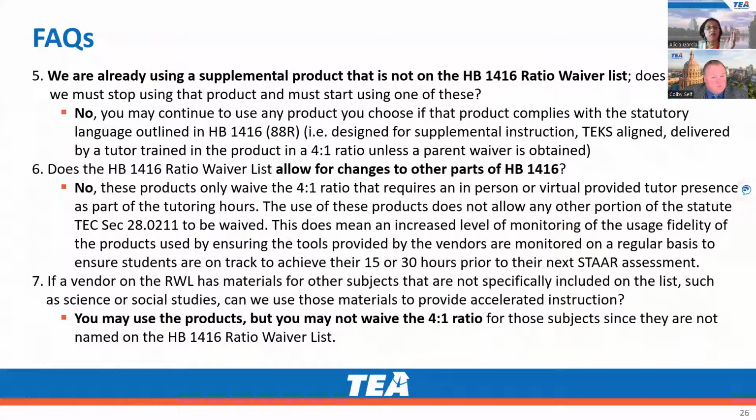We have had LEAs reach out to us saying, if you do have a product on the list that offers content for other areas that are not necessarily listed on the ratio waiver list, can we use those materials, for example, for science or social studies? The answer is no. Well, to clarify, you may use the product for that supplemental instruction, but you may not waive the 4-to-1 ratio for those subjects since they are not named on the HB 1416 ratio waiver list. So yes, you could use the science or social studies content, but you cannot waive the ratio requirement.